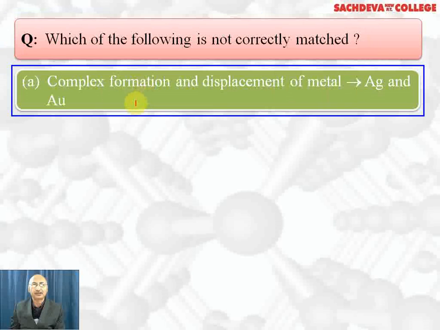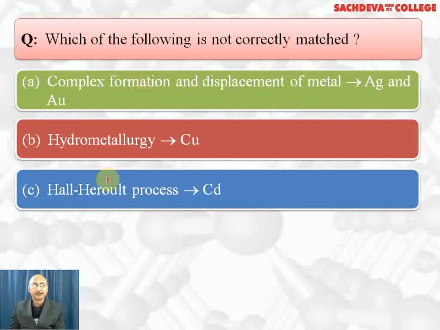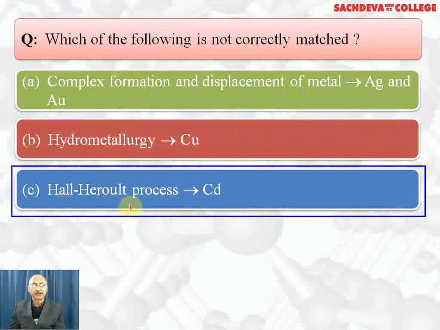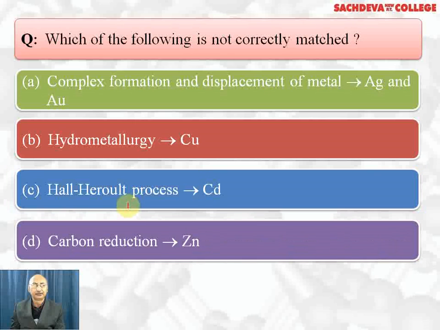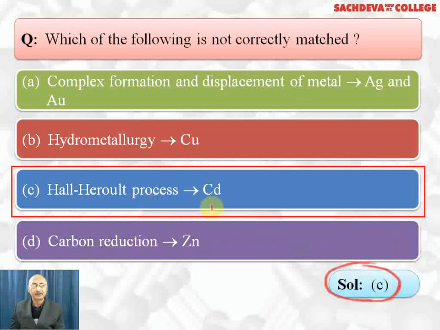Complex formation and displacement of metal, silver and gold. It is correct. Hydrometallurgy, copper is correct. Hall-Héroult process, cadmium. No, it's not correct because this process is meant for aluminium. Carbon reduction for zinc is correct. So C part is the correct answer. It should match with aluminium.